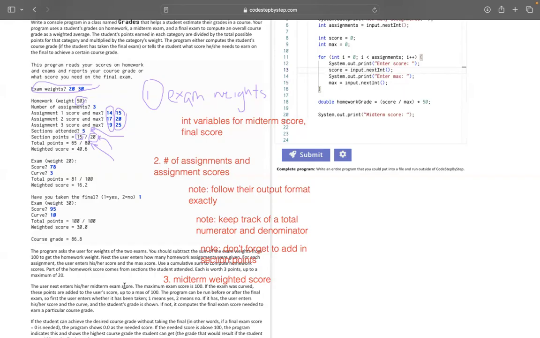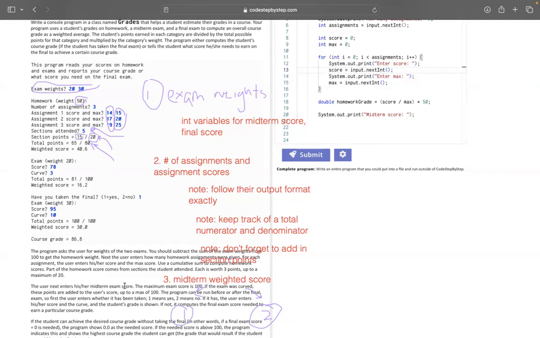And then the last thing is going to be the final. I'm just going to draw a little arrow here because there are actually two scenarios for the final. Option one, they could have taken the final, or option two, they might not have taken the final. So this is the last tricky part of the code.